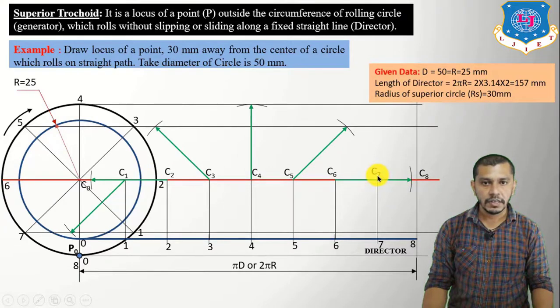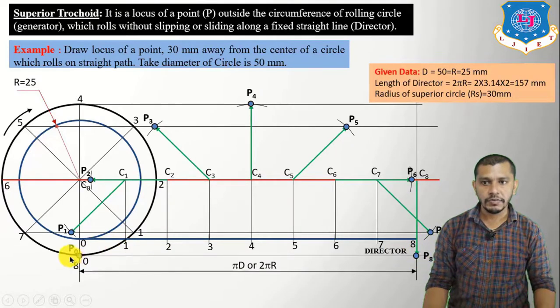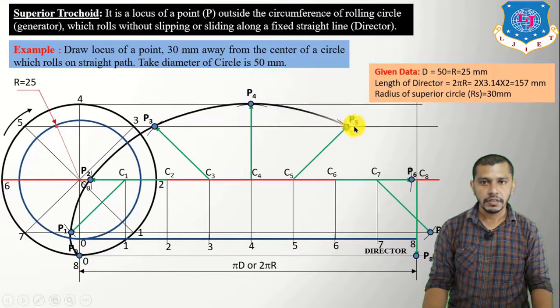Take center at C7, give an arc on the line passing from the seventh division of the circle, and with C8 as the center, give an arc on the line passing from the 8th division of the circle. So we will get the intersection exactly over here. Now mark these points P0, P1, P2, P3, P4, P5, P6, P7 and P8, and draw the freehand curve passing through these points. This curve is known as the superior trochoid.